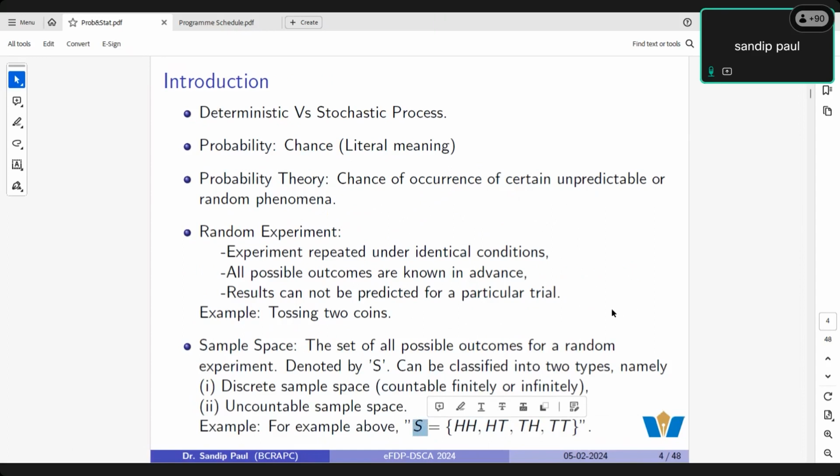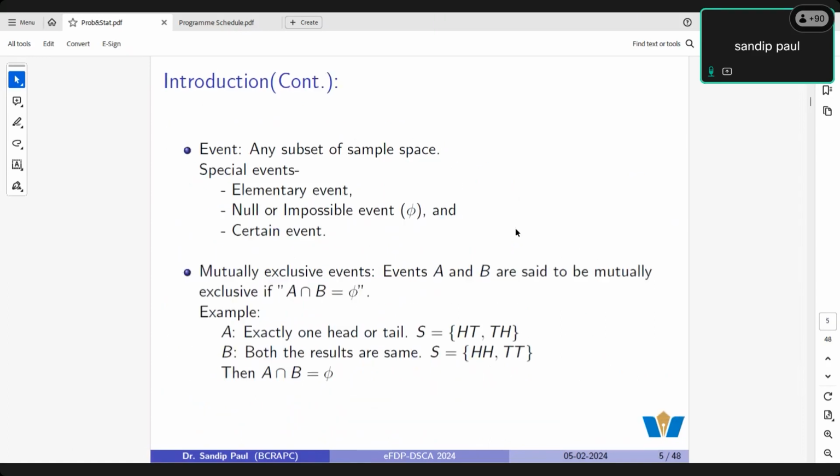So we can define different types of events from the same sample space. And if there is no possible outcome, suppose we are tossing two coins and one wants to know how many times we are getting three heads. There is no outcome related to that requirement. So in that case, the number of outcomes will be 0, and that event is defined as the null or impossible event. It cannot happen if we toss two coins. So it is not possible to get three heads or three tails.